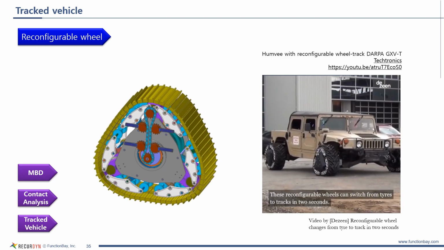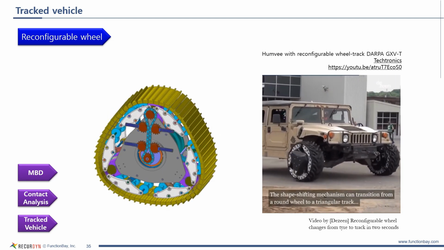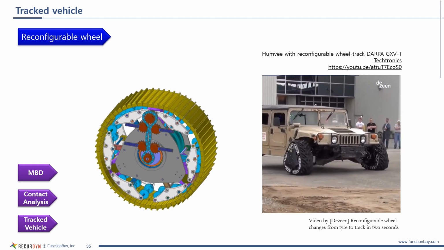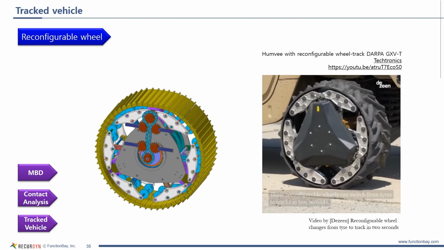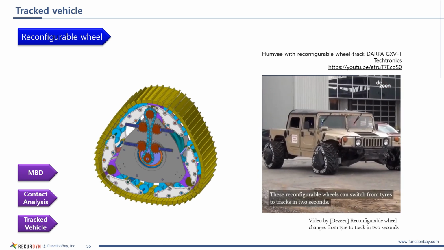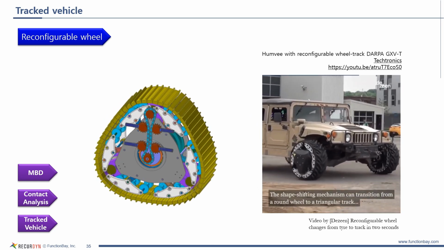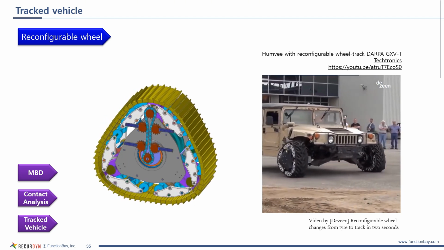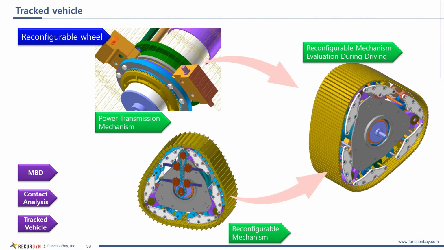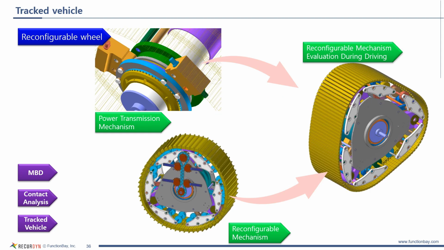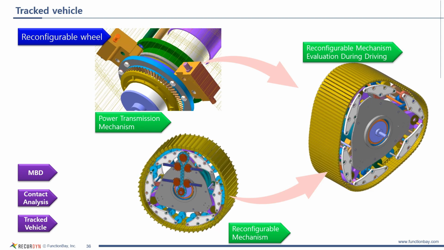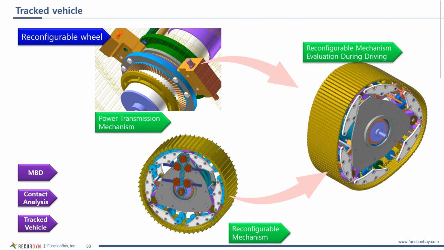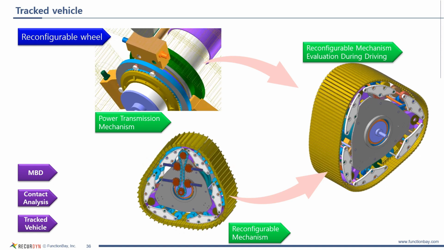On the right, you can see a reconfigurable wheel system. On the left, it is defined as a dynamic model. The wheel is equipped with a track belt instead of a traditional tire, allowing it to shift smoothly from a triangular shape to a circular shape and back, maintaining consistent ground contact and providing traction. The reconfigurable wheel system consists of two key mechanisms. This mechanism, which shifts the wheel shape from a triangle to a circle and back, and the power transmission mechanism, which moves the track to transmit power.